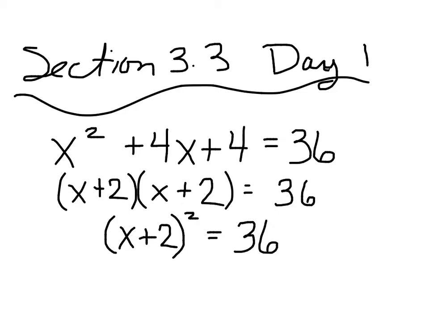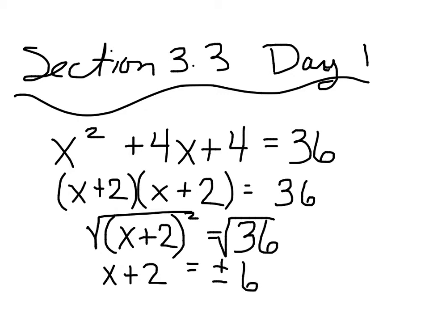And the reason why is because now it's in the same format that you had a couple questions like that from 3-1. How do I get rid of the square? I square root it. When I square root the square on the left-hand side, what comes out? X plus 2. On the right-hand side, what's the square root of 36? Plus or minus 6. Don't forget the plus and minus. For those of you who just said 6, you'd be half right.